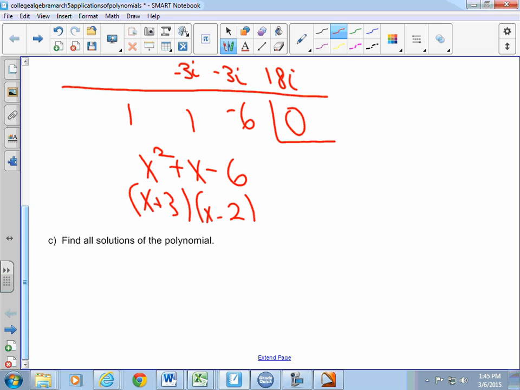So then it says find all solutions to the polynomial. 3i, negative 3i, negative 3 and 2. Again, probably more difficult than you will ever see, but I wanted you to see me work one of this difficulty level. I didn't make you do it, I made me do it. I could have given you a bunch of these on your homework, I did not.